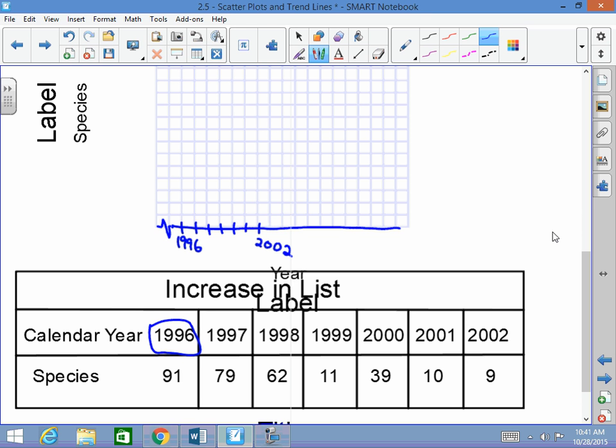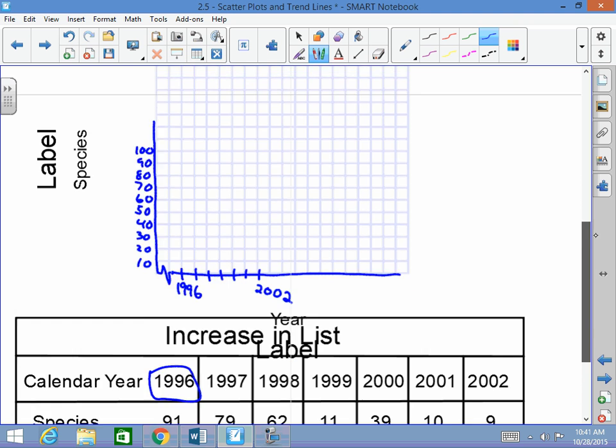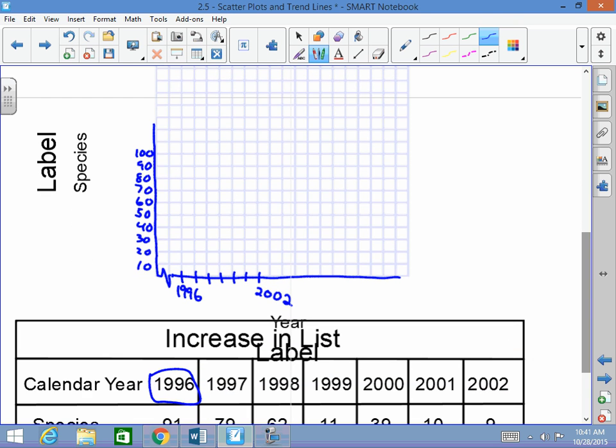And then the species. The lowest value is 9, the highest value is 91. Do I need a line break here? Yes. No, because I'm going to go by intervals of 10. So here, on my species, I'm going to go 10, 20, 30, 40, 50, 60, 70, 80, 90, and 100. Is everyone with me so far? Yes. So you need a title, okay, and you need to label the graph's x-axis and the graph's y-axis.